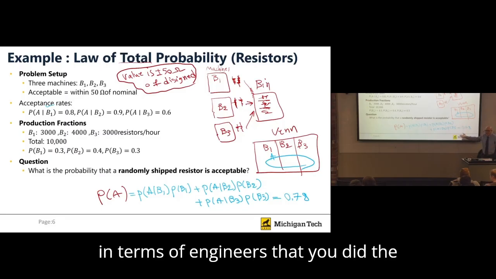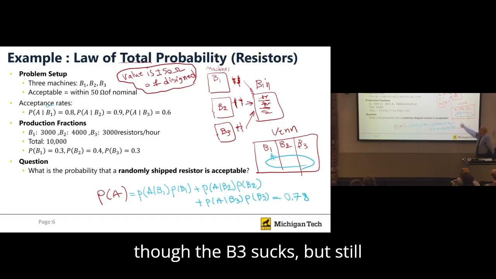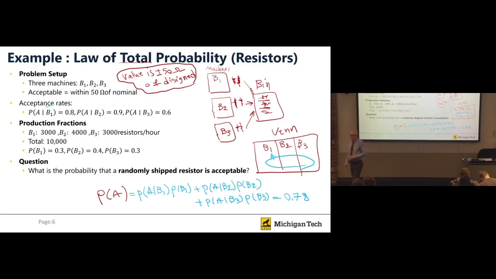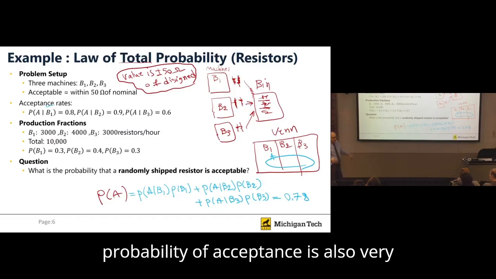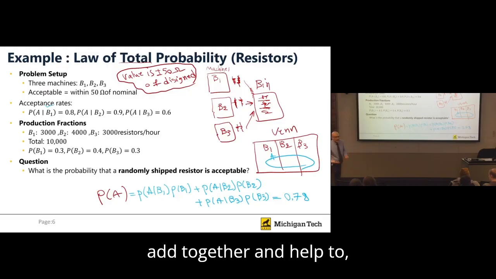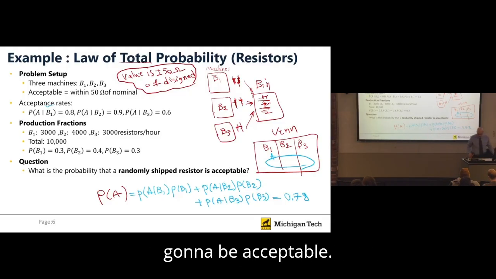In terms of the engineers who did the design for this and made those, even though B3 is bad, the others can still compensate for that. Especially the second one, which makes lots of resistors, and the probability of acceptance is also very high. That helps. Added together, if you pick a couple of them, they're going to be acceptable.